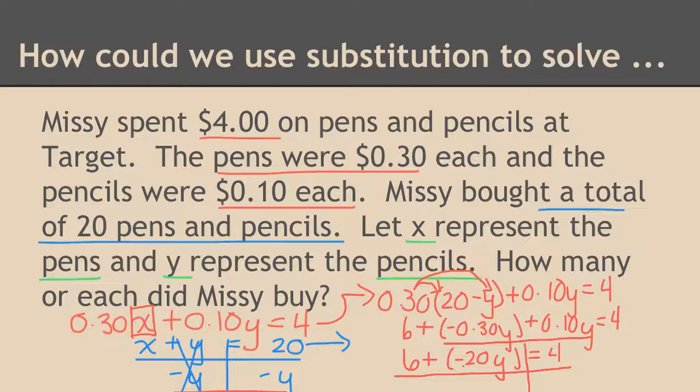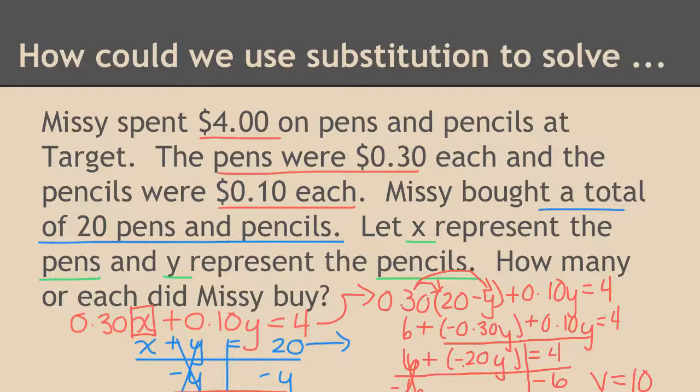Solve. So I'm going to subtract 6 from both sides. That gives me negative 20 cents Y equals negative 2. When I divide both sides by negative 20 cents, I will find out that Y equals 10.